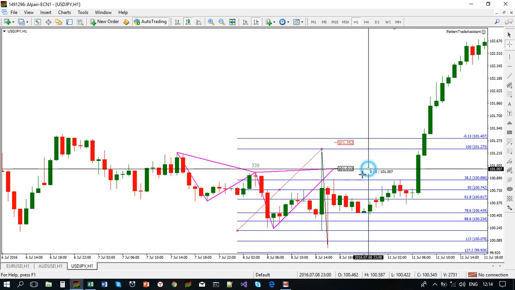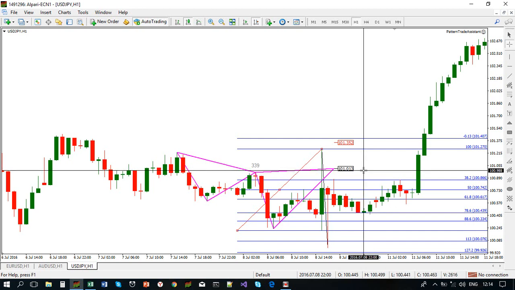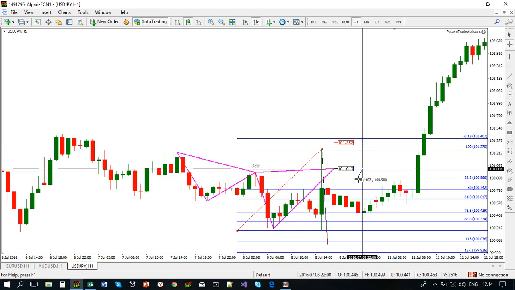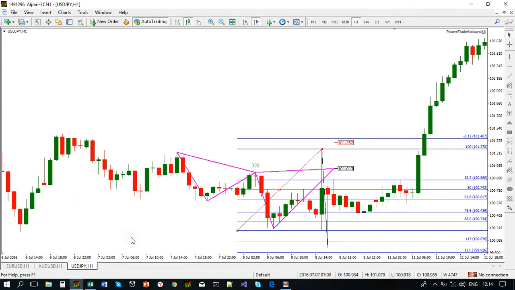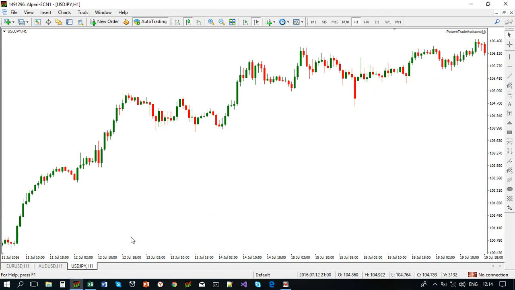Slightly lower, 1 pip or something. 14.2 versus, let me make it this way, 14.2 versus 34.2. 34.2 versus 14.2, and it equals to winner.